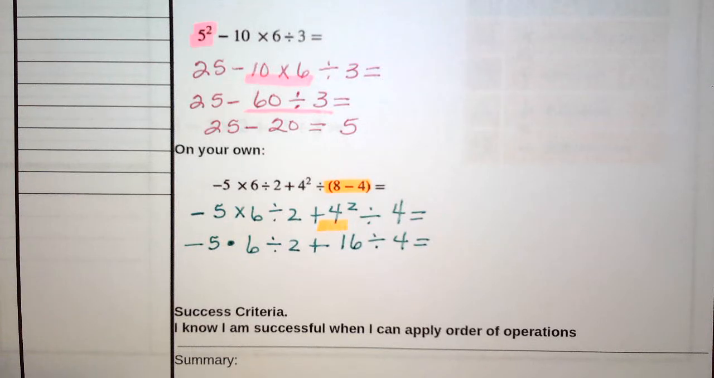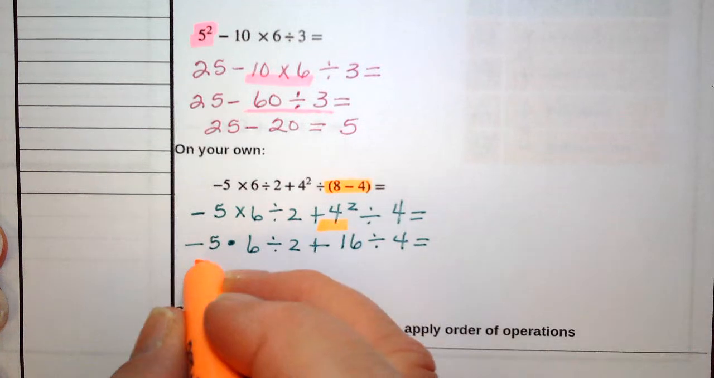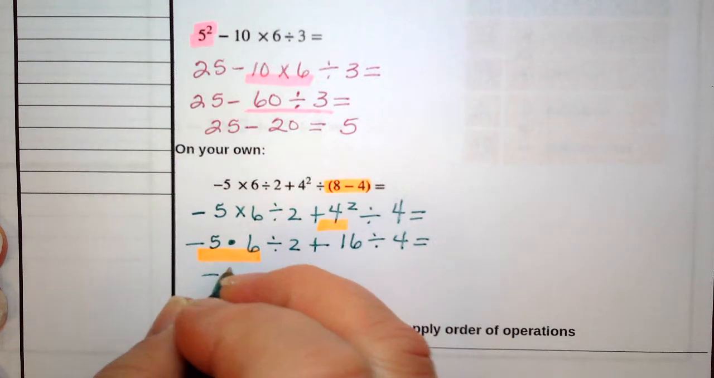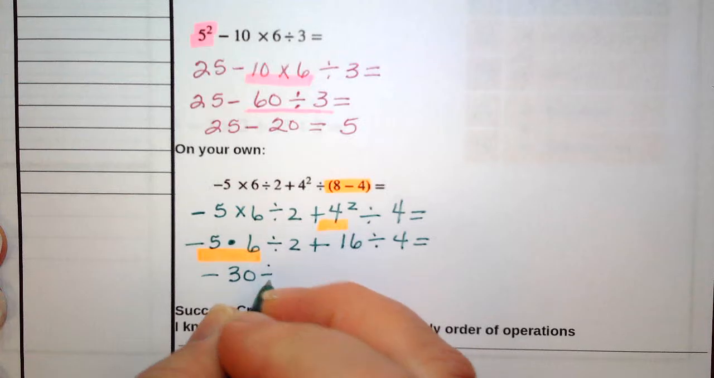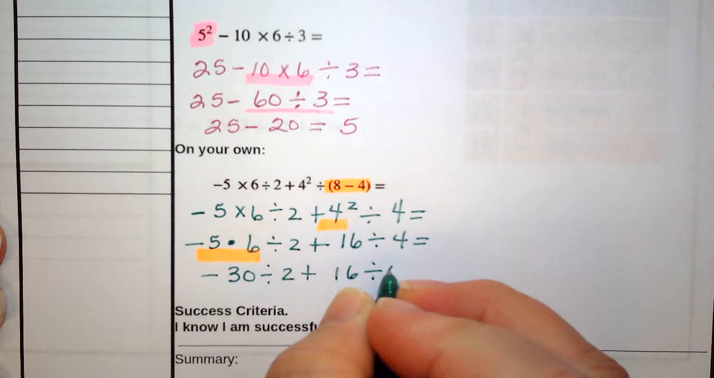Okay, do I have any more exponents? No. Do I have multiply or divide? Well, I've got both. I do it in the order I see it. So I'll start with negative 5 times 6. Negative 5 times 6 is negative 30, divided by 2 plus 16 divided by 4.